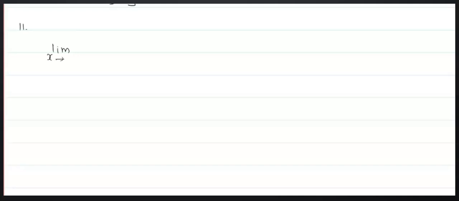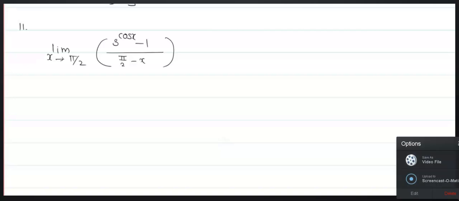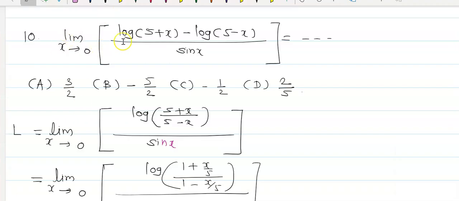Now the next, 11. Before that we'll see, now see this: limit x tends to 0, log of 5 plus x minus log of 5 minus x upon sin x. A is 3 by 2. B is minus 5 by 2. C is minus 1 upon 2. And D is 2 by 5.